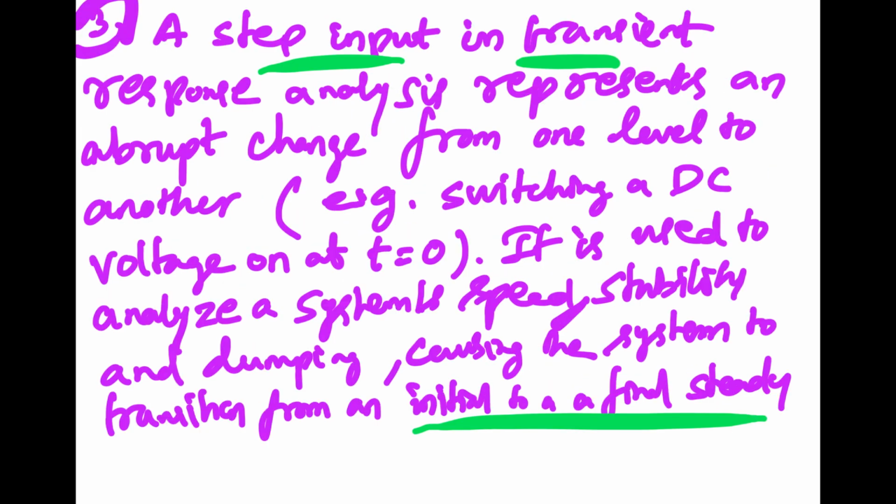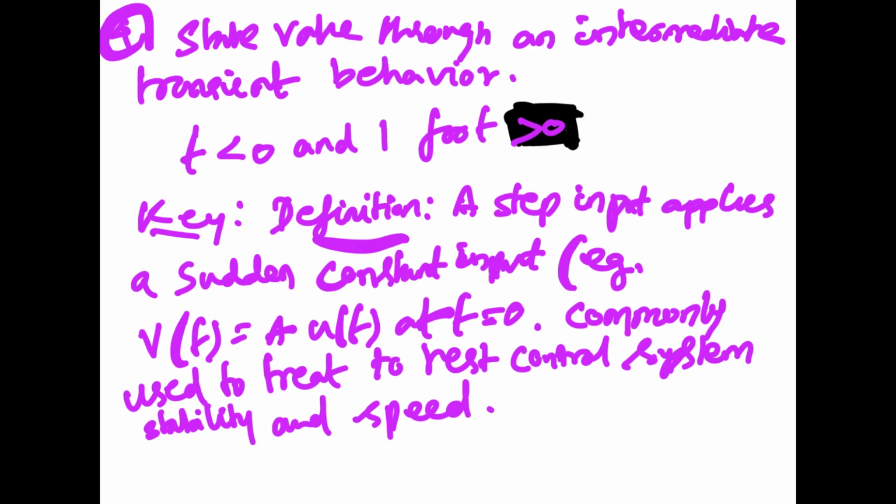A step input in a transient response happens when there is an abrupt change in input from 0 to a finite value at t is 0. It is used to analyze how the system moves from an initial state to a final steady state. That is an important point. A constant is introduced in the circuit. That is, a pole is introduced at the origin of the control system. The value is 0 for t less than 0 and 1 for t greater than 0. That is step input.